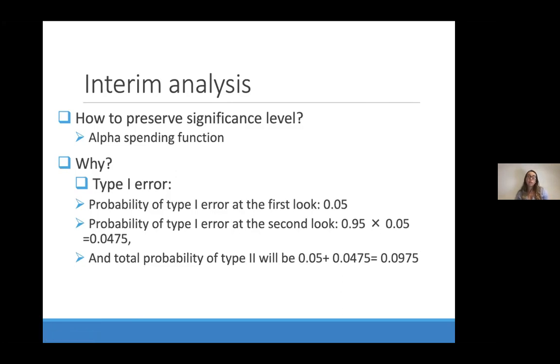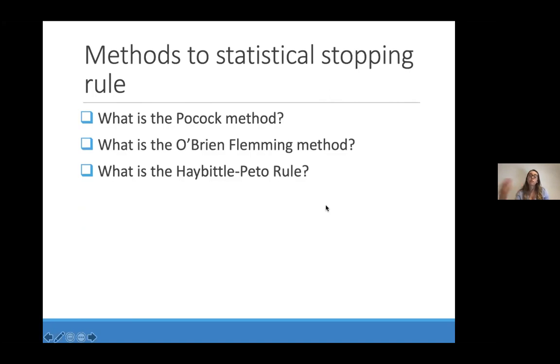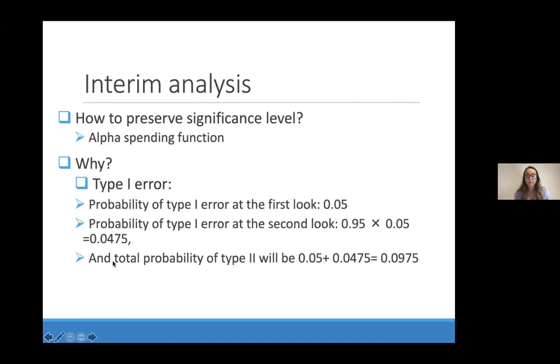So the first time that you look at your data, you have a probability of having an error of 0.05 from 100%. Sorry, my slide came back. The second time that you look at your data, you already spent your first 0.05. So now you don't have 100% anymore, you have 0.95. And if you calculate 5% of your new probability here, you are going to have a probability of 0.0475 to commit an error.